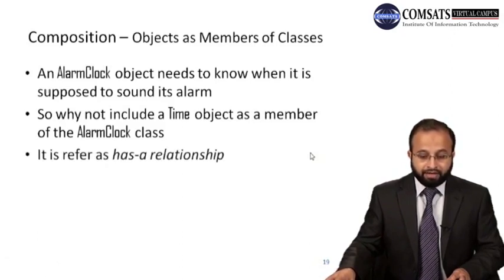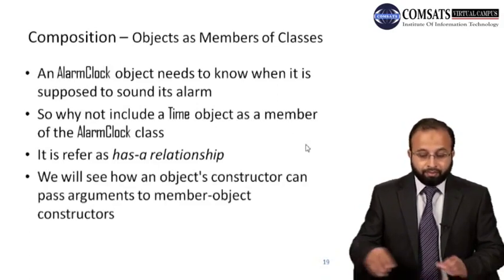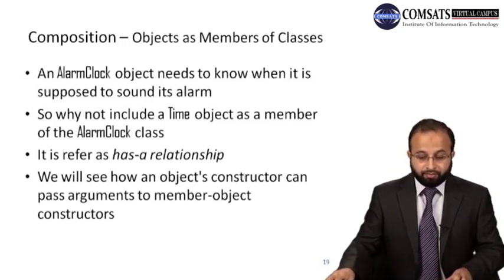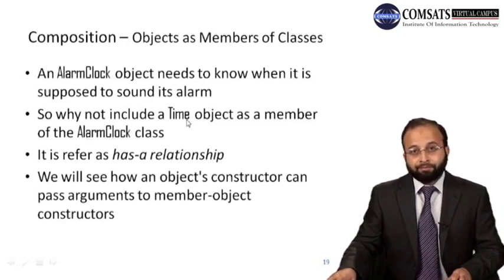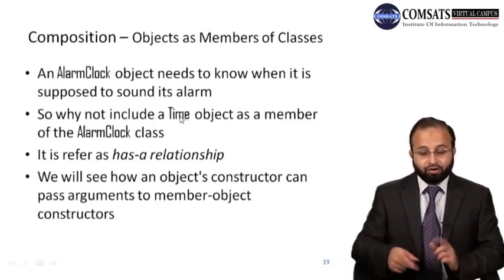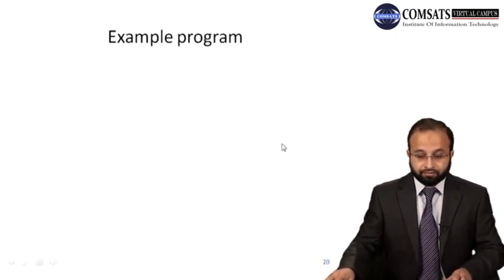So this is referred to as a has-a relationship. An alarm clock class has an object of time class. We will see in the example how an object's constructor can pass arguments to a member object's constructor, because when you invoke the constructor of the alarm class, it will create an object of time class, and when the object of time class is created, it will call the constructor of time class as well.